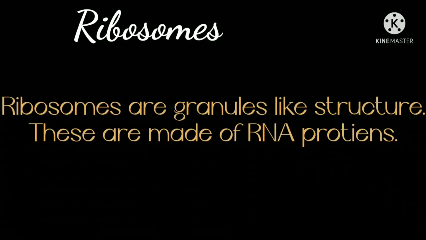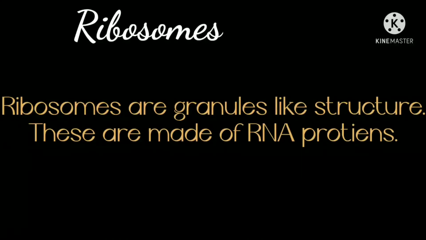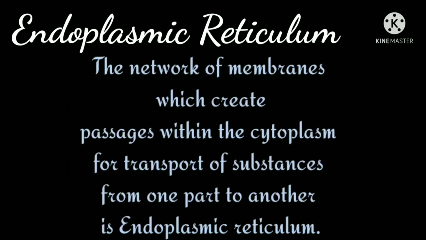Okay. So next organelle is ribosomes. What are these ribosomes now? These are small granule-like structures present in cytoplasm, and these make proteins. The next organelle is endoplasmic reticulum. As you are seeing in this picture, it is endoplasmic reticulum. And what is this? These are the membranes which create passages within the cytoplasm. And what is its function? Its function is to transport the substances.